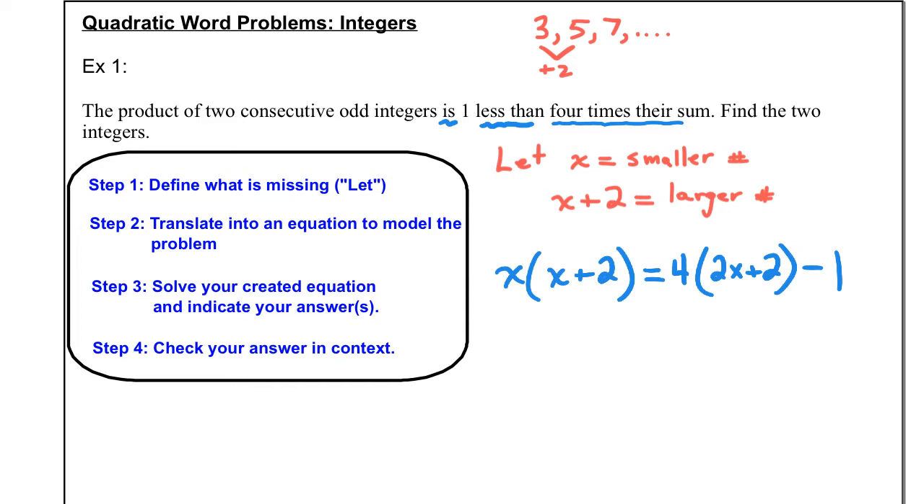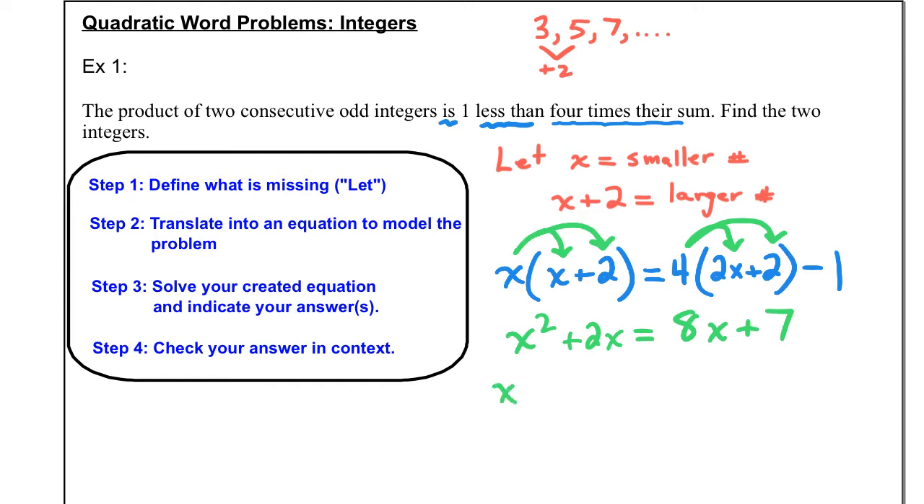So what do we do from here? We're going to get it in standard form. I got to do some cleanup first though. So I'm going to distribute. I'm going to move a few things around. Let's see what we got. Okay, we get x squared plus 2x. On the right, we get 8x plus 8 minus 1. I'm just going to save some time and call that plus 7. Now I'm going to bring everybody over to the left. Now, my quadratic's in standard form.